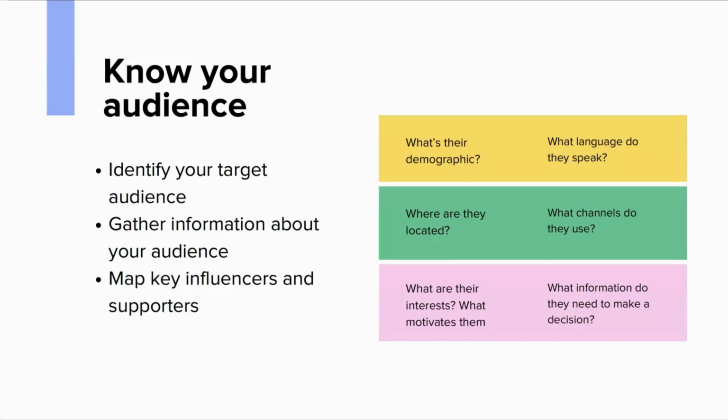Once you've identified your target audience, you'll want to start gathering information in order to better understand who they are and what they need. For example, your audience may consist of young adults with middle income that are between the ages of 25 to 35 or 35 to 45. Start thinking about their demographics, where they're located.